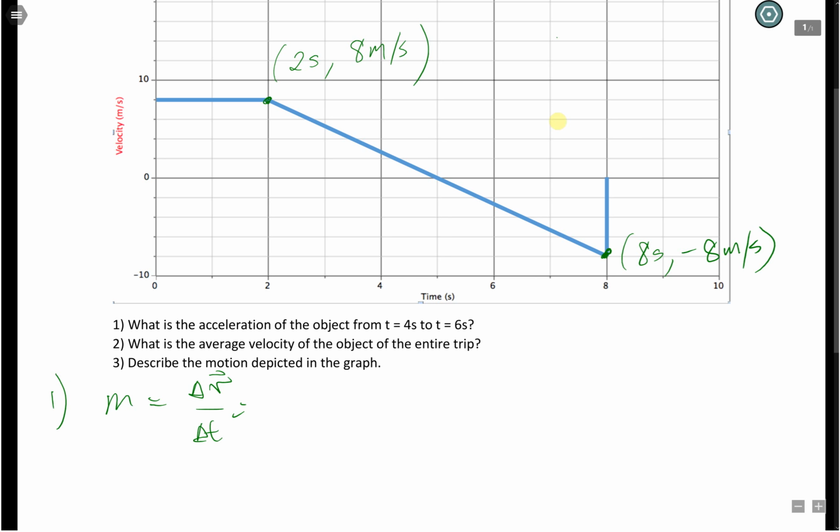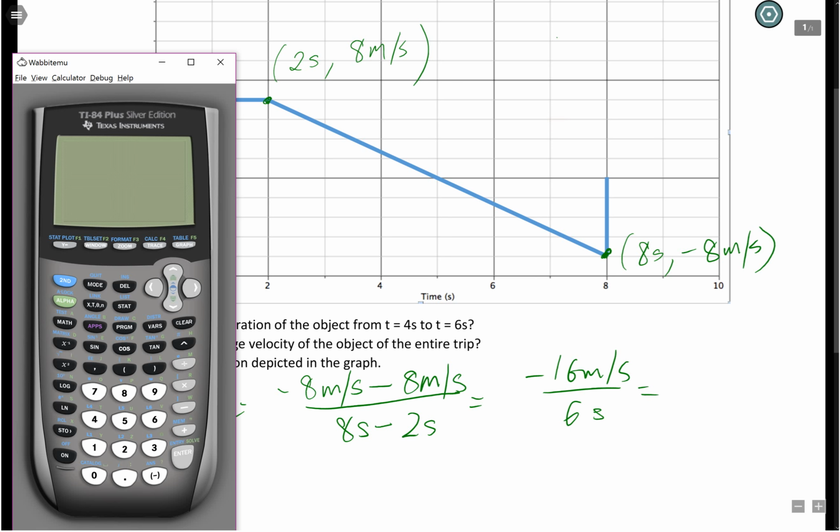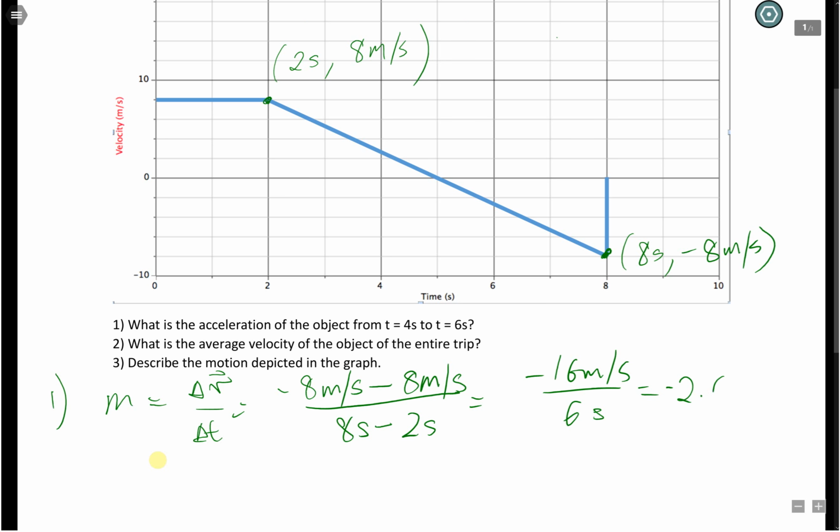Our change in v over here is our final, which is negative 8 meters per second, minus our initial, minus 8 meters per second, divided by the change in time, which is 8 seconds minus our initial time, which is 2 seconds. This gives us negative 16 meters per second over 6 seconds. If we put this on our calculator, 16 divided by 6, we get negative 2.6 meters per second squared.